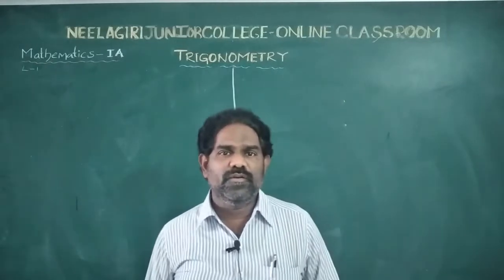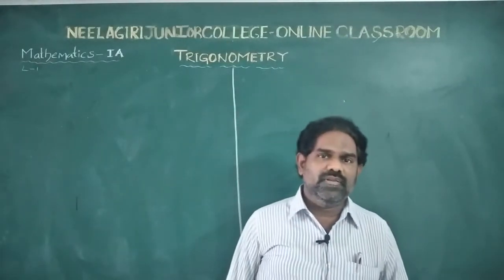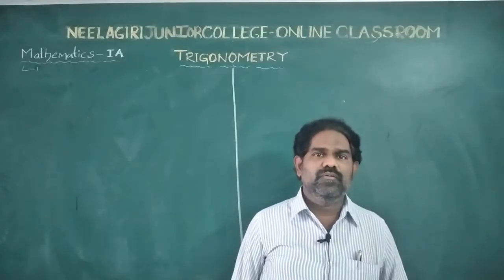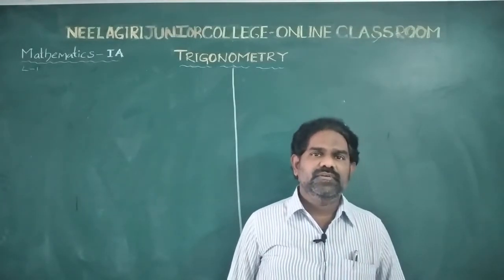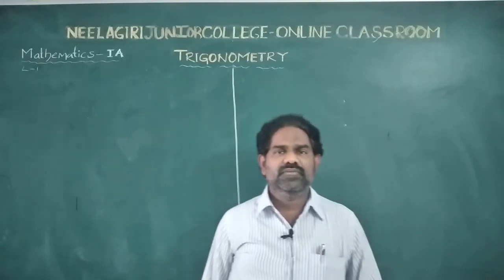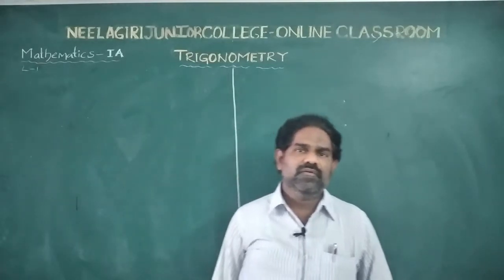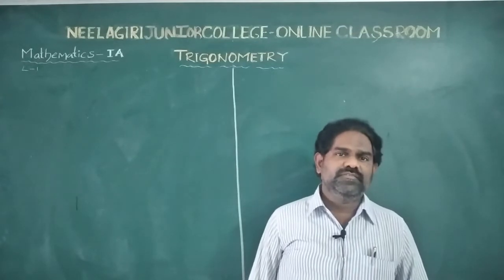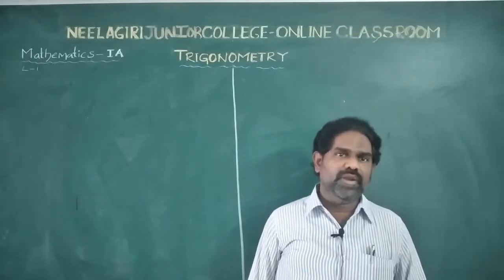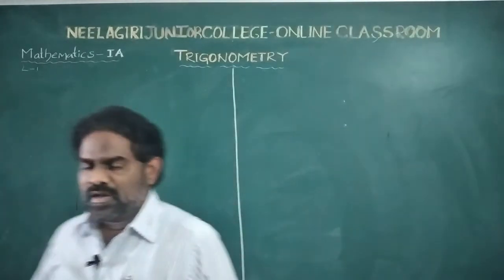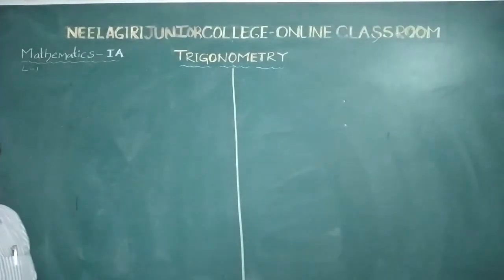Today we are going to see our top mathematics topic related to the first year subject. The topic name is trigonometric ratios. In that we are going to see the signs of the trigonometric ratios. Let us see how we take the signs of the trigonometric ratios in the quadrants.